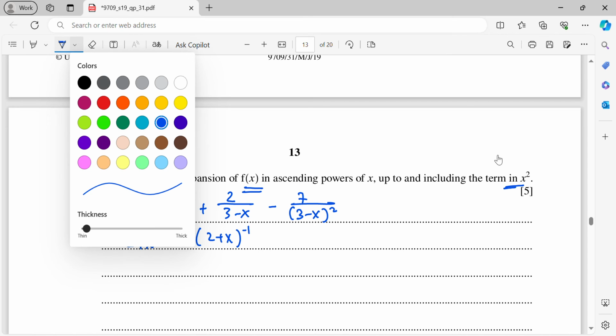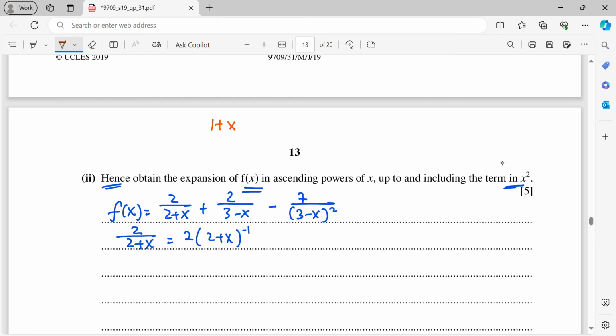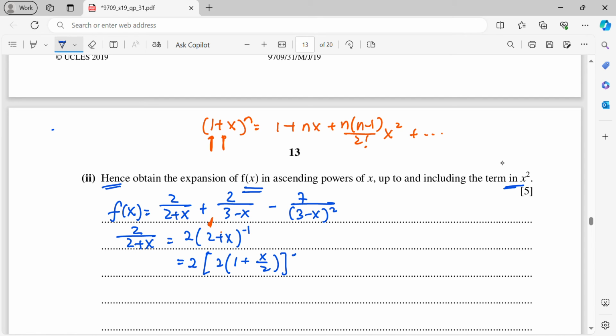Now for information, the binomial expansion must be 1 plus x to the degree n. Then it will be 1 plus nx plus n times n minus 1 over 2 factorial x squared, and so on. So the condition for you to use this binomial expansion is it must be 1 plus. Now we are getting 2, even though it's plus, so I need to make the 2 to be 1 by factorizing the 2. So I factorize 2, then it will be 1 plus x over 2, and then all this to the degree minus 1.